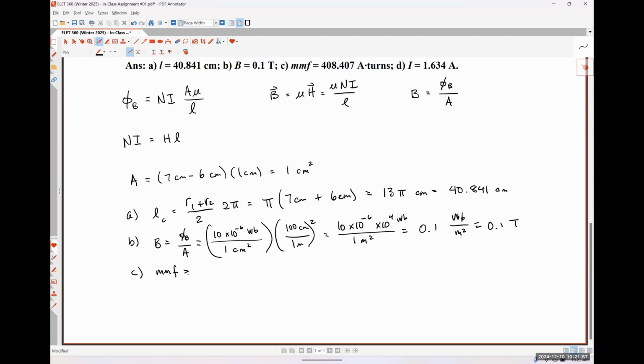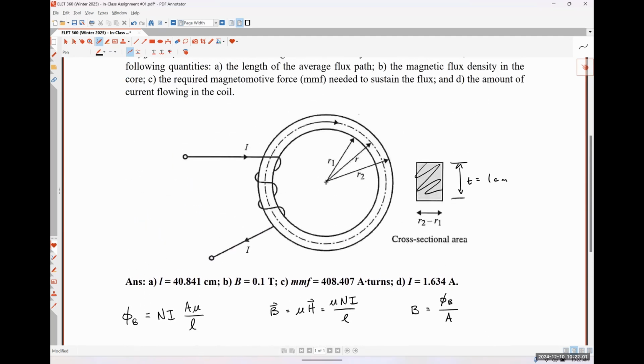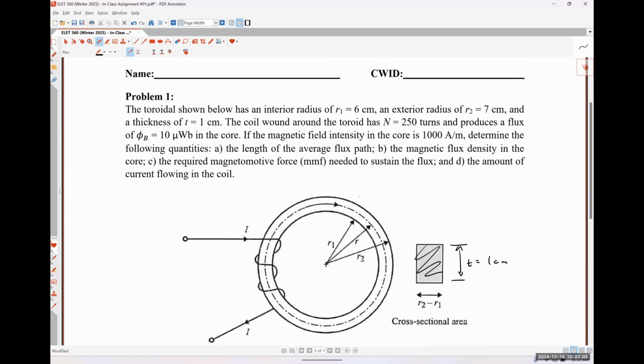Well, which one of those can we apply based on the information that we're given? So let's start there. Are we given a current? Well, we are given N, but we aren't given I, so that's two unknown quantities. So the other one would be H times L. Well, we calculated L in part A. What's this 1,000 amps per meter right here? This is our magnetic field intensity, which is H, right?